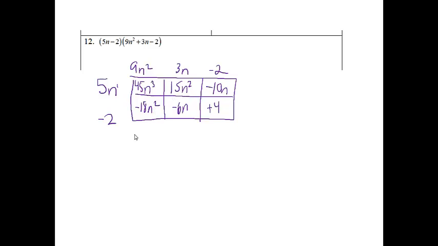And then from here, we're going to combine like terms, bring down my 45n to the third, but now I can put these two together. Negative 18n squared and a positive 15n squared will give me negative 3n squared. Negative 6n and negative 10n will give me negative 16n, and then just bring down my plus 4, and I got it.